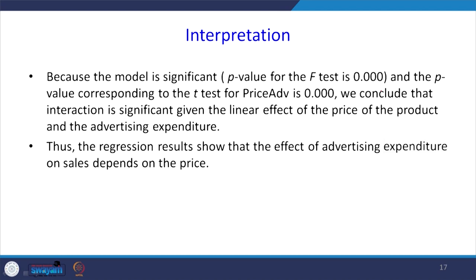How to interpret this? Because the model is significant, the p value for the F test is 0.000 and the p value corresponding to the T test for price advertisement is 0.00. We conclude that the interaction is significant given the linear effect of the price of the product and advertising expenditure. Thus, this regression result shows that the effect of advertising expenditure on sales depends on the price.